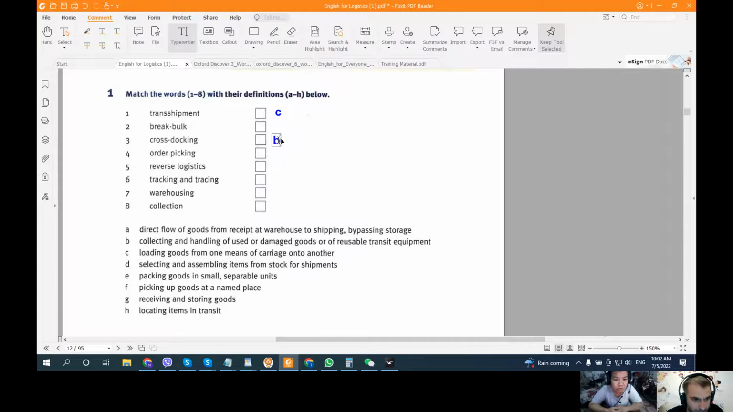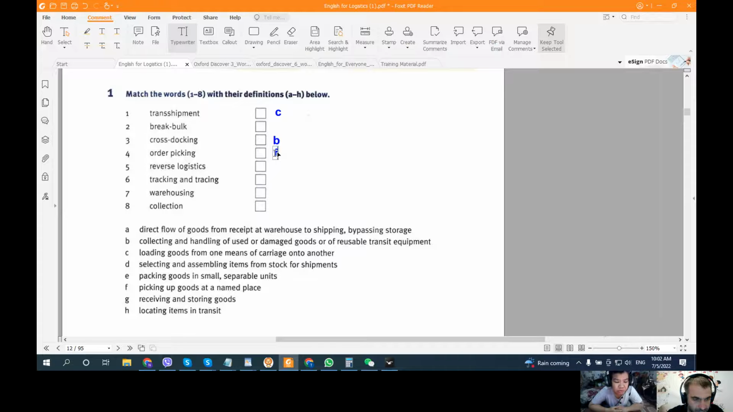Number order picking. This is picking up goods at a named place. This is F. Okay. Selecting and assembling items from stock for shipment. F. Yes. Picking up goods at a named place.